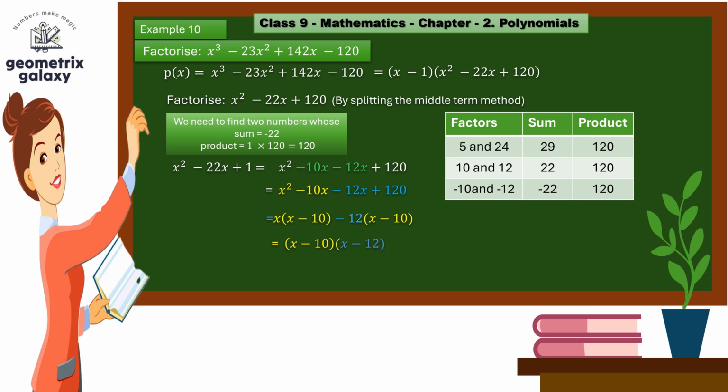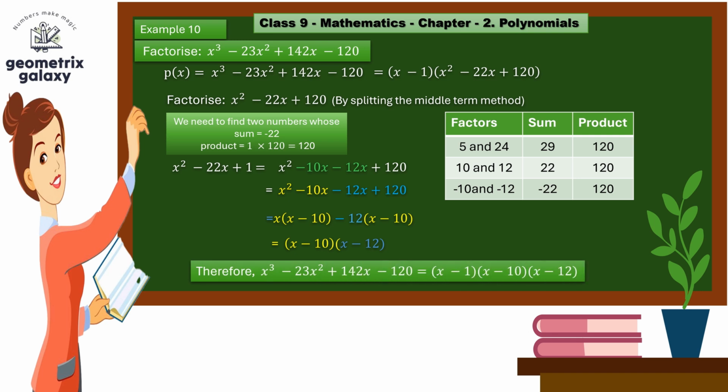So here I can see x minus 10 as common in both. So I'll take x minus 10 outside, then I will be left with x minus 12. So the factors are x minus 10 and x minus 12. Already I have one factor as x minus 1. So altogether I got 3 factors. Therefore I can write x cube minus 23x square plus 142x minus 120 is equal to x minus 1 into x minus 10 into x minus 12.